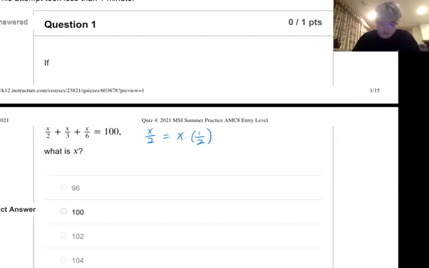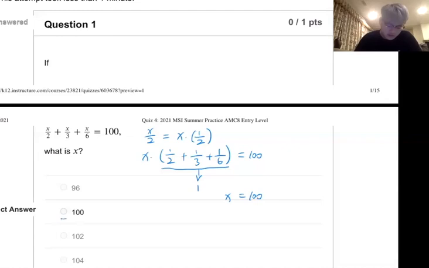And the whole equation will be simplified into x times (1/2 plus 1/3 plus 1/6) equals 100. And this whole part here will just be equal to 1, which gives us the equation of x equals 100. And that will give us the answer.